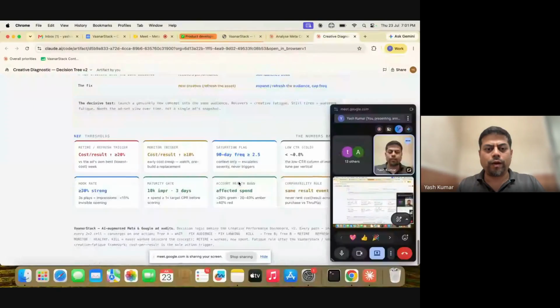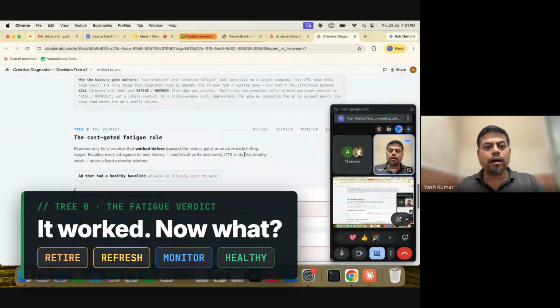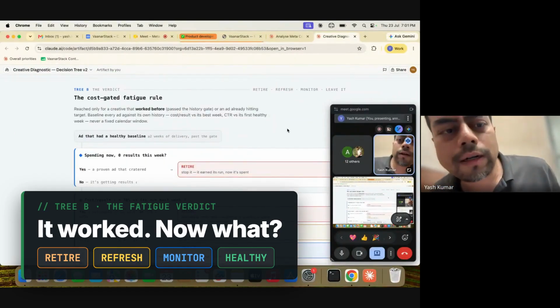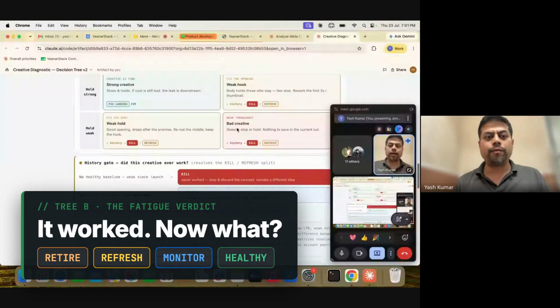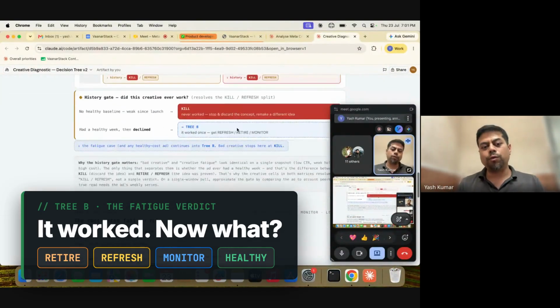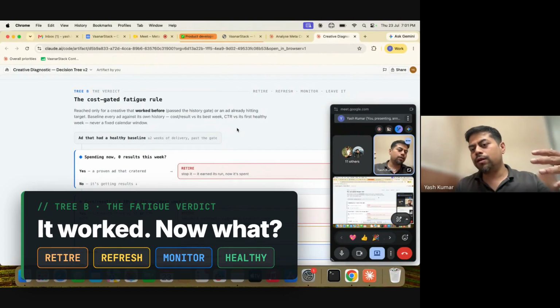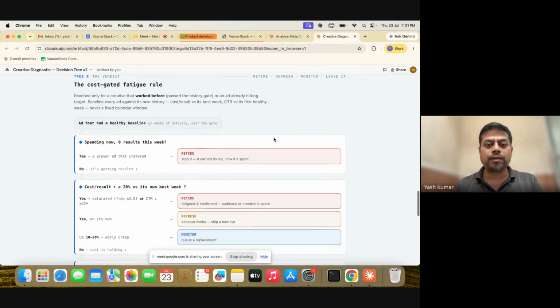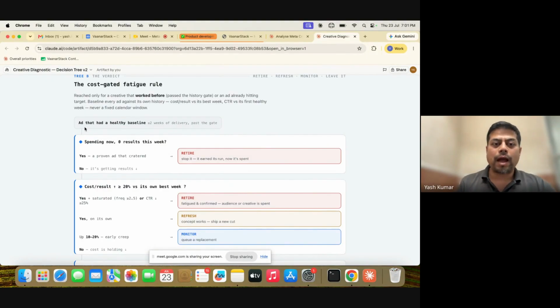Sure. Yeah, thanks. Okay, let me just tell you from the Chrome tab. So this particular thing we saw, right, based on hook rate and hold rate, what we need to do. Now, what is tree B? In some of the metrics I had mentioned that we need to go to tree B. So tree B is basically where we figure out the fatigue part, right? Now, an ad that had a healthy baseline greater than 2 weeks of delivery passes the gate. Spending now, zero result this week, which means that it was doing well, but it is not doing well now, right? So we need to retire.